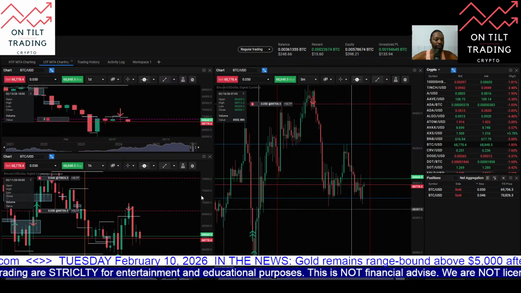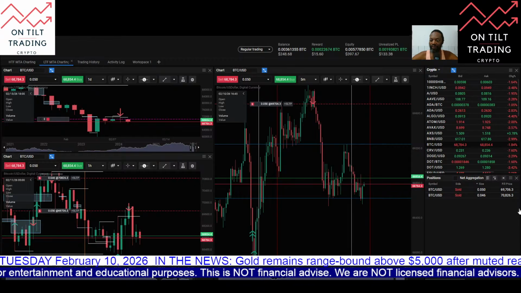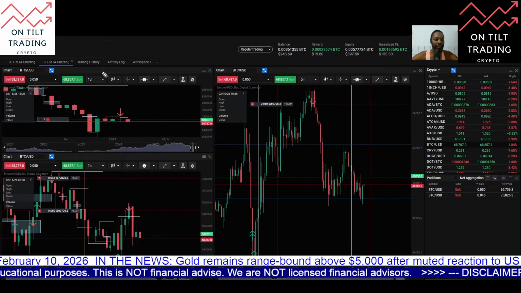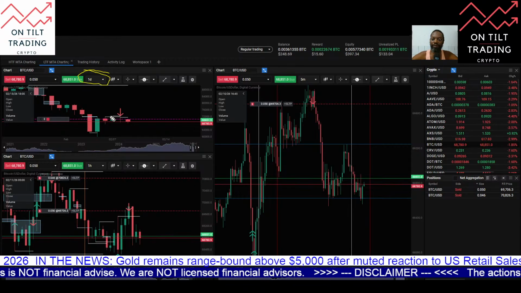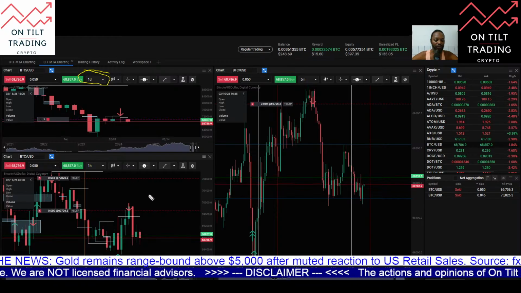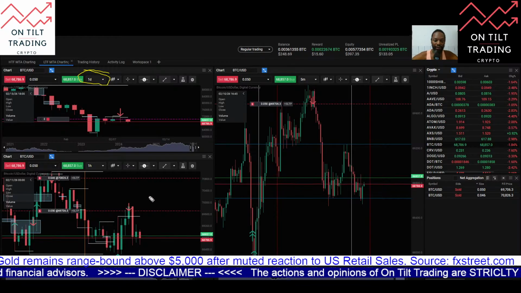I am currently short in Bitcoin. I'll walk you through what I have trading, starting here top down. I'm actually short in Bitcoin in two positions. One is a swing position, the other is a day trade position.